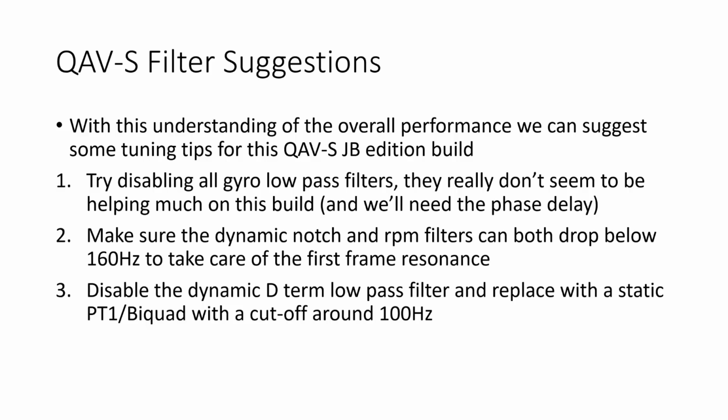So if we replace those dynamic filters with a static, either PT1 or a Biquad filter, I tend to prefer Biquad for D-term because it's just that little bit more aggressive. And we pick a cutoff of around 100 Hz, we should be able to take care of both the first and second frame resonance noise on the D-term. And that will allow us, hopefully, to push the D gains a little bit higher and therefore push the P gains a little bit higher, and therefore get an overall more responsive quad that's even more enjoyable to fly than I'm sure it already is.